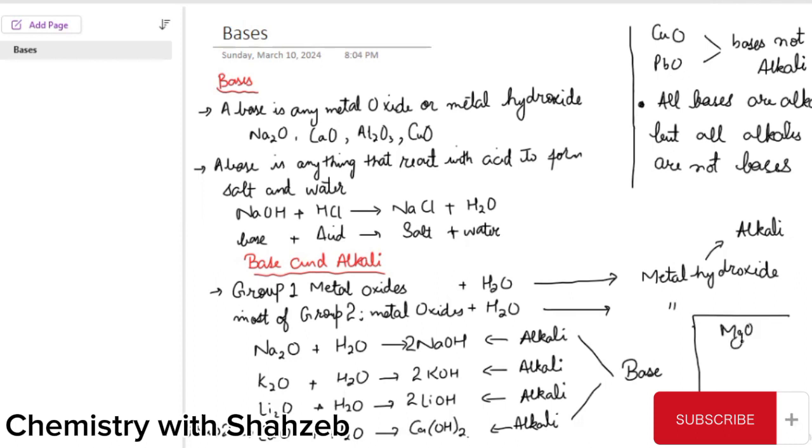Although it belongs to group 2, it also does not dissolve in water. So we can say that it is only a base, but not an alkali. I hope that the difference between alkali and base is now clearly understood.